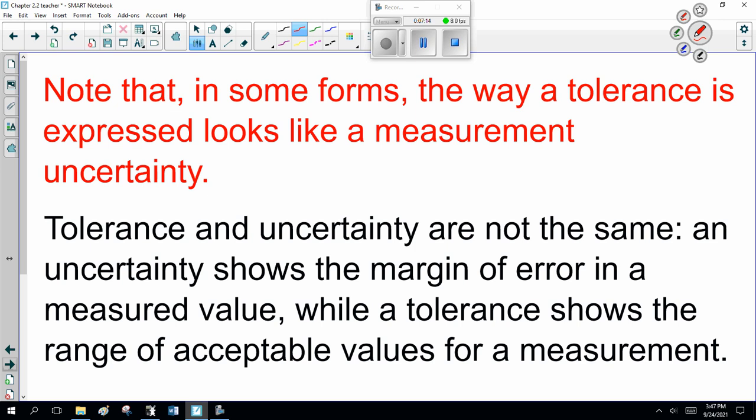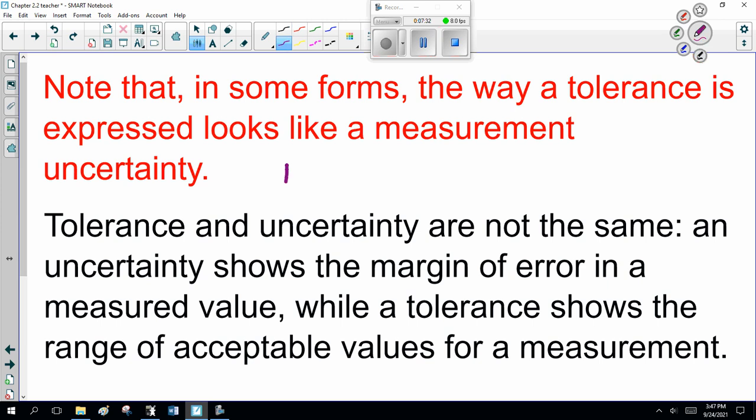Note that, in some forms, the way a tolerance is expressed looks like a measurement uncertainty. Stressing that again, tolerance and uncertainty are not the same. An uncertainty shows the margin of error in a measured value, while a tolerance shows the range of acceptable values. So once again, if I go 12 millimeters plus or minus 2 millimeters, is that a measurement, or is that a tolerance and uncertainty? I'd have to tell you. That could be rebar with tolerance and uncertainty. That could be measurement with a crappy ruler. I have to tell you. So be very careful about that, please. All right?